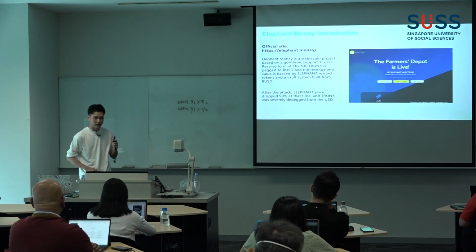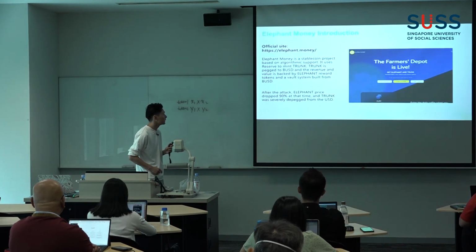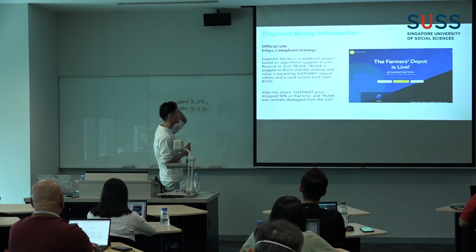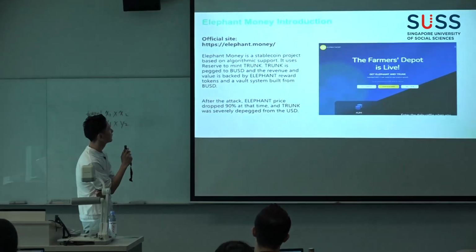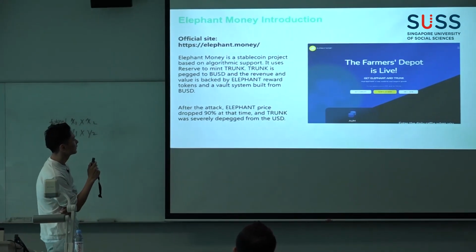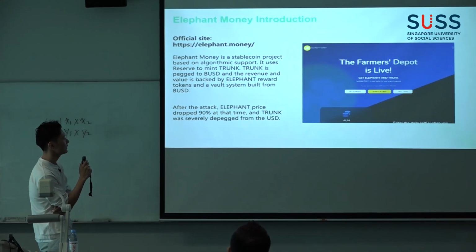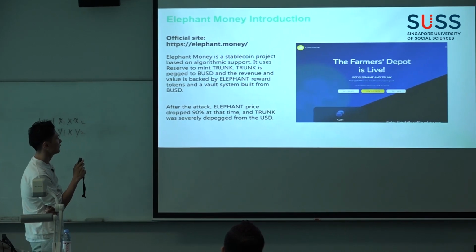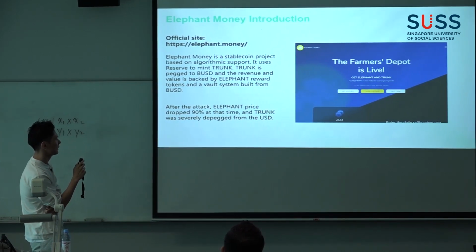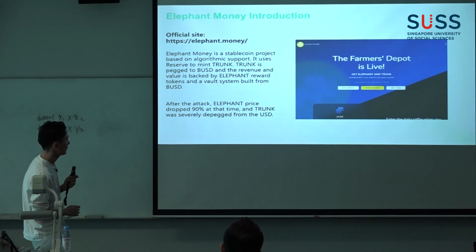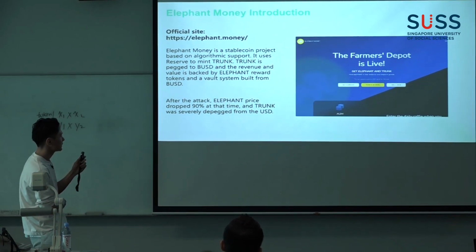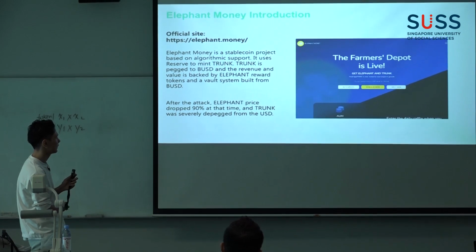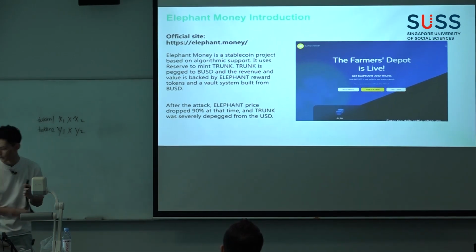First, a brief introduction about this project. Elephant Money is a stablecoin project based on algorithmic support. It uses reserve to mint Trunk. Trunk is pegged to BUSD, and the revenue and value is backed by Elephant reward tokens and a vault system built from BUSD. And that is the website of their project. After the attack, the token price just crashed, and Trunk was depegged from USD.